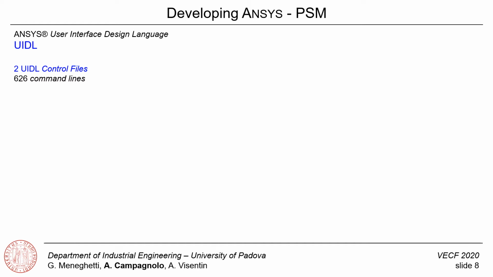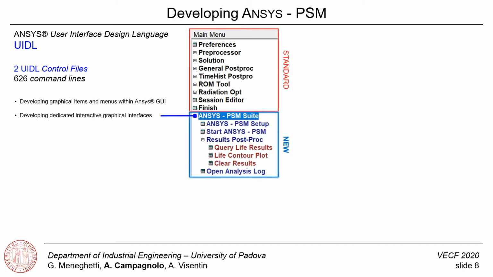To do so, 3 main programming languages supported by ANSYS have been used. UIDL is a graphical programming language allowing to develop graphical features within the ANSYS interface. 2 control files allow to extend the ANSYS standard main menu, creating a new interface completely dedicated to the ANSYS PSM app.